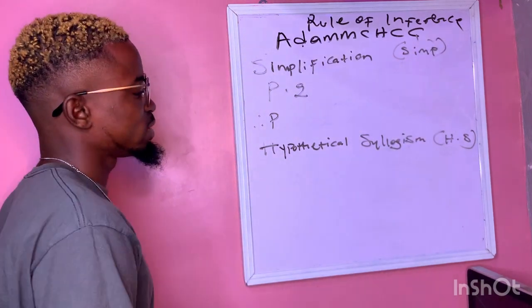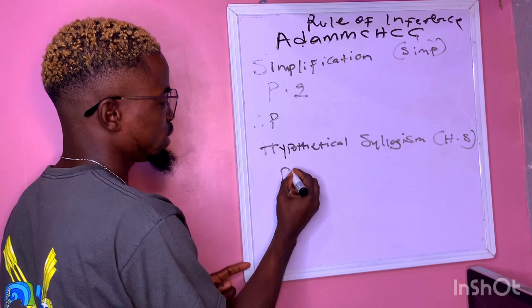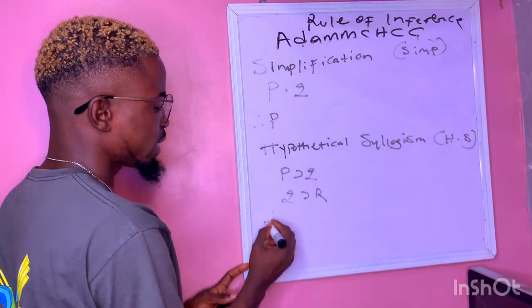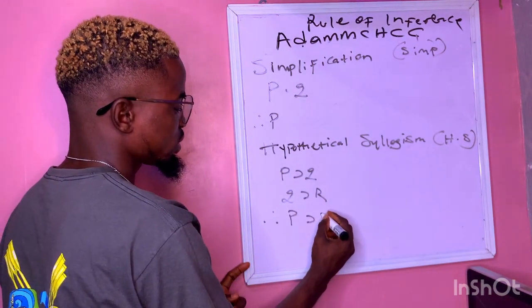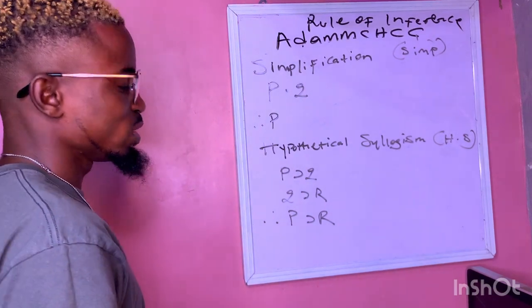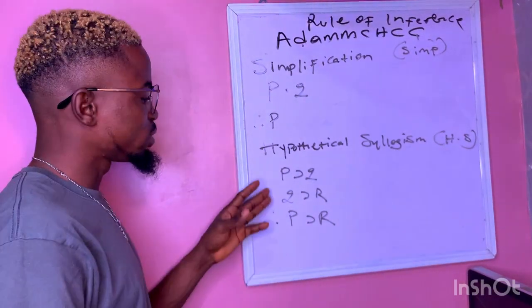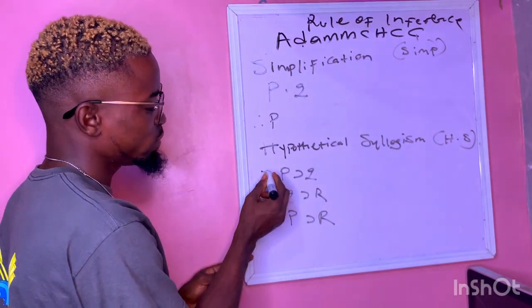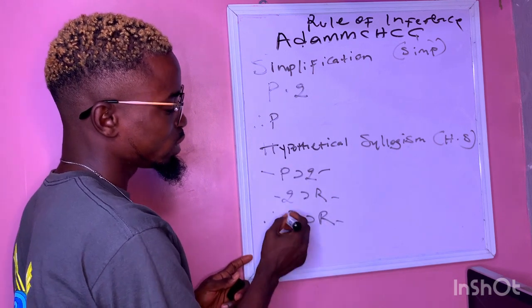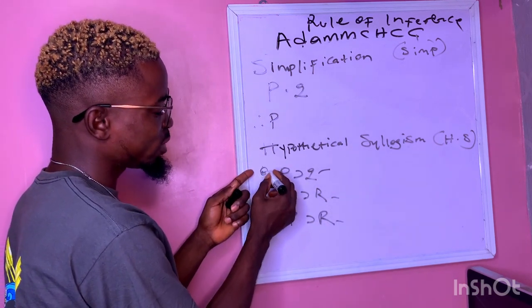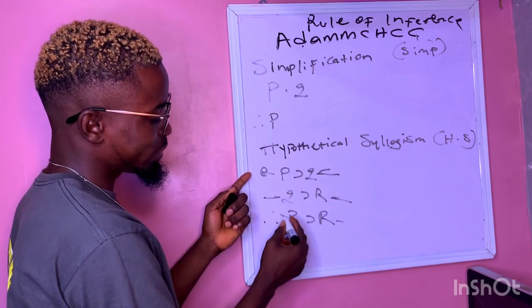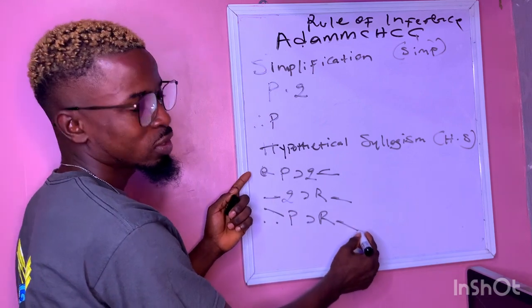So hypothetical syllogism, which is known as HS, is telling us that if P implies Q, and Q implies R, you can say therefore P implies R. This one too is very, very simple. It's just trying to tell us that if this one brought about this one, and this one brought about this one, we can say this first one brought about the last one. It's just like saying that your grandmother brought about your mother, your mother brought about you, so therefore we can say your grandmother brought about you. So it's as simple as that.